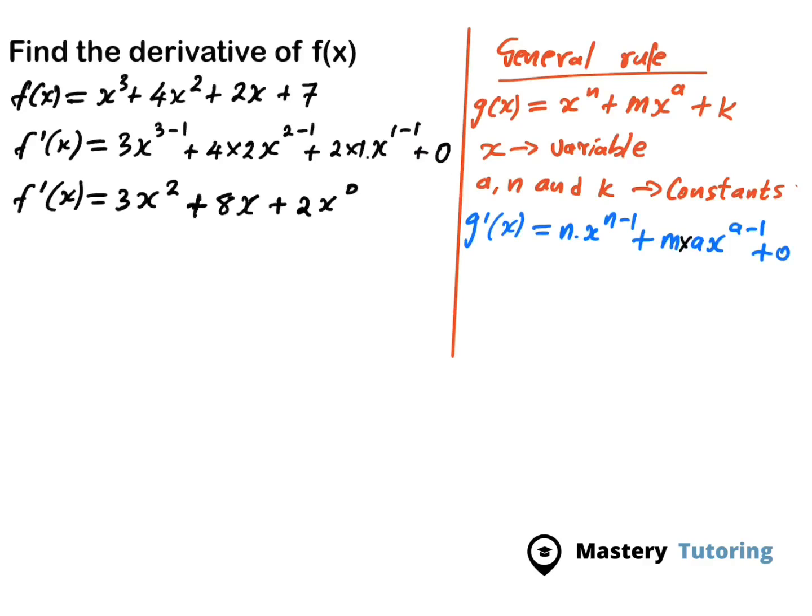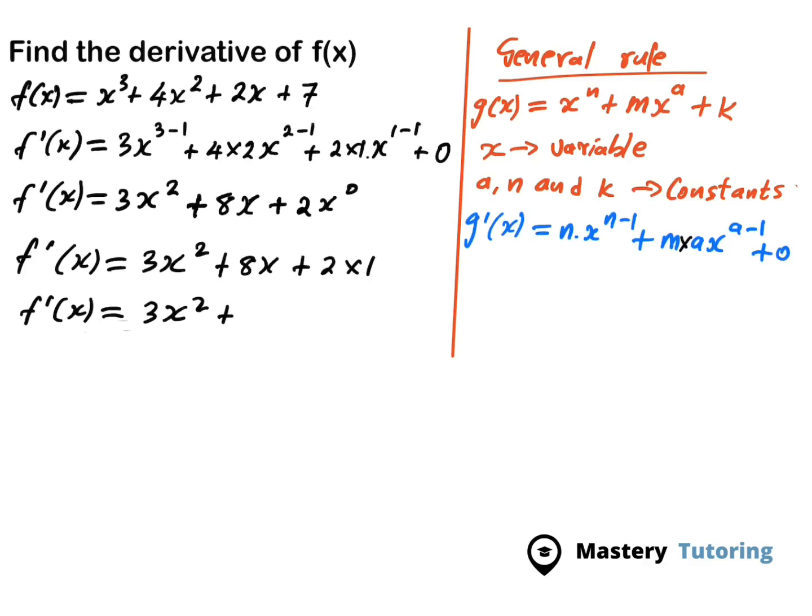Therefore, when you simplify this further, you're going to have 3x to the power of 2 plus 8x plus. Now, we know that every number with an exponent of 0 is equal to 1 itself. So because here we have x to the power of 0, this will become just a 1. So we're going to end up with 2 times 1. f prime of x is equal to 3x squared plus 8x plus 2.